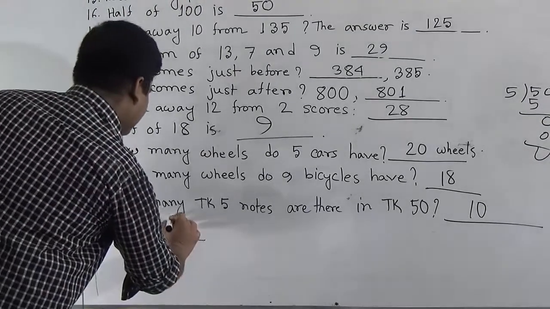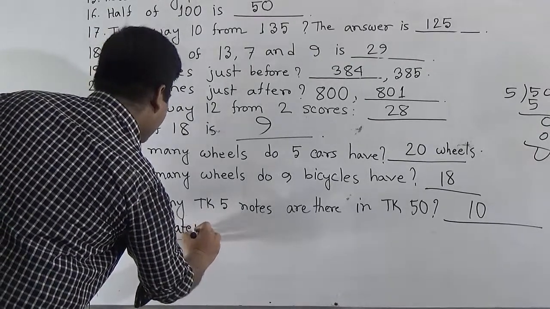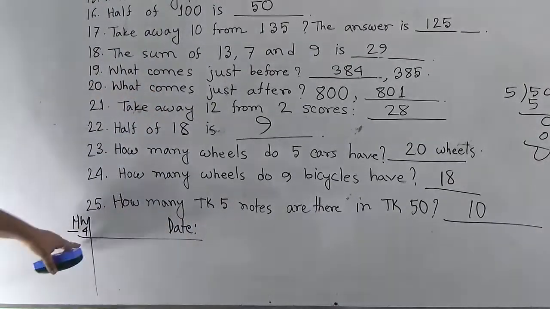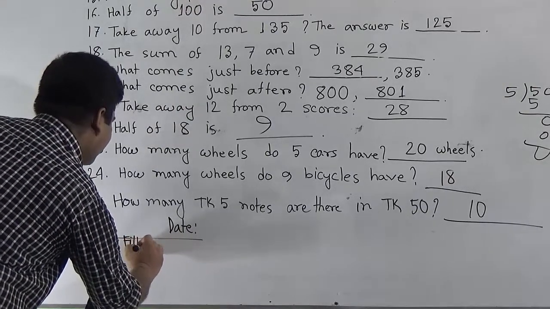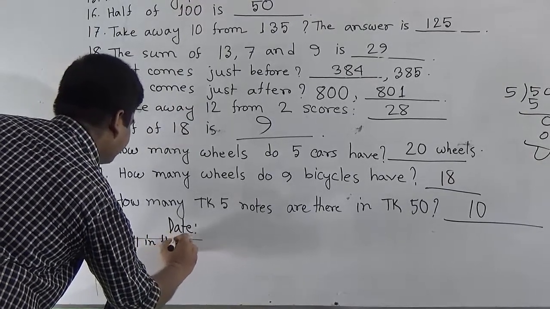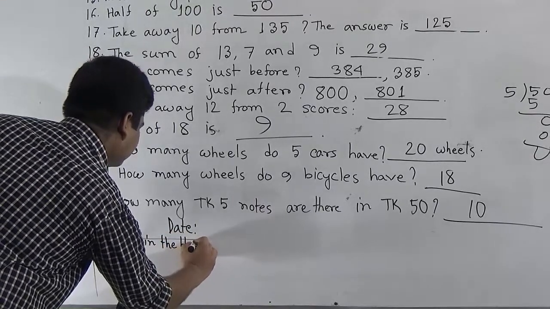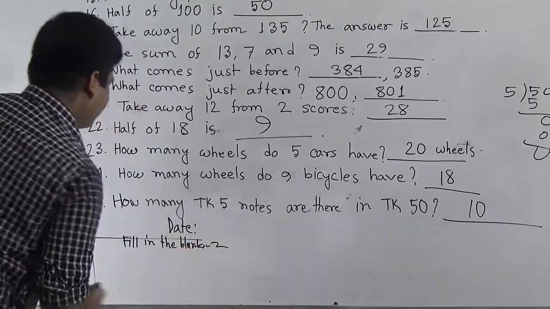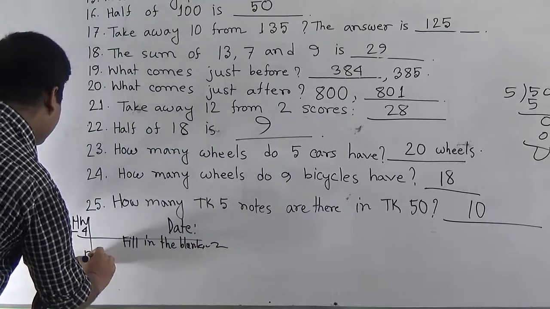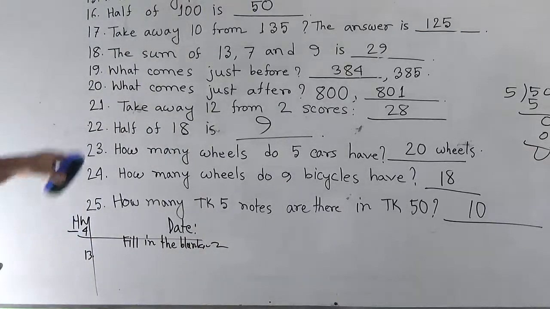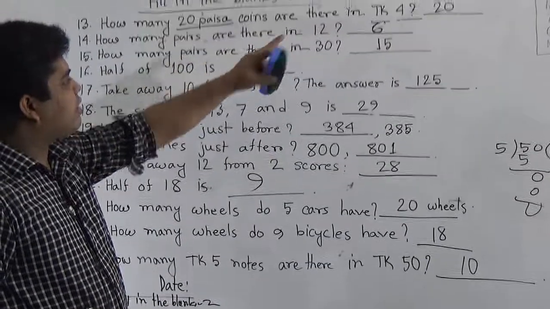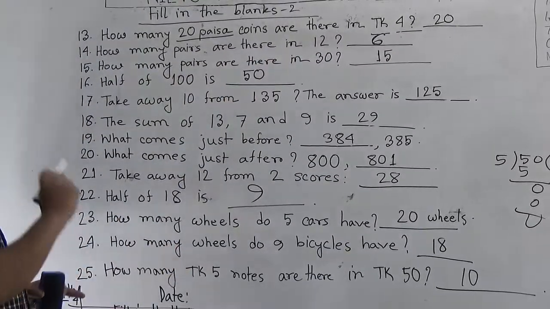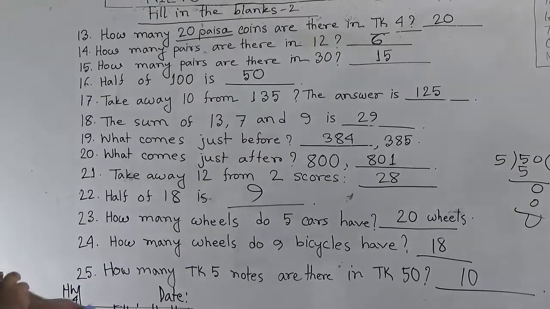Then you write the date on which you do SW. After that you start to write the questions. First of all you write the heading: Fill in the blanks. Then you start to write the question. That means 13. You write how many 20 paisa coins are there in Taka 2. Then you give a blank space, after that you write the answer.